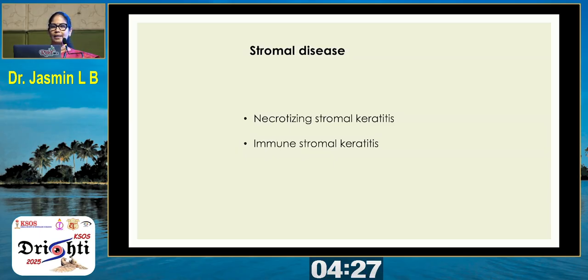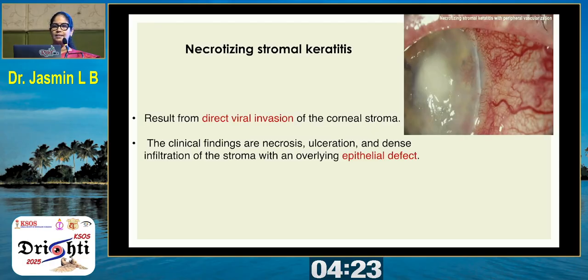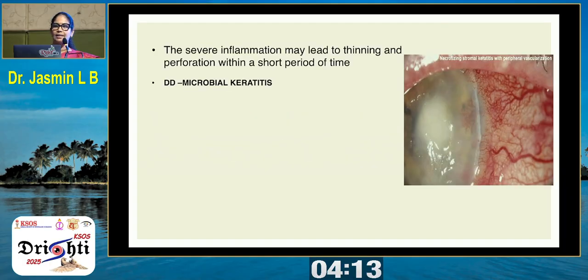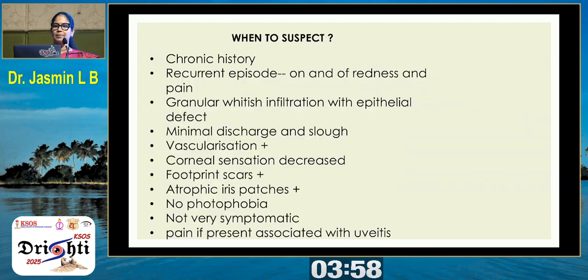Next is stromal keratitis, of two types: necrotizing stromal keratitis and immune stromal keratitis. Necrotizing stromal keratitis is due to direct viral invasion. The clinical features are ulceration, necrosis and dense infiltration of the stroma with overlying epithelial defect. The severe inflammation can lead to thinning and perforation. It can mimic microbial keratitis, so you should suspect it, otherwise we will miss it.